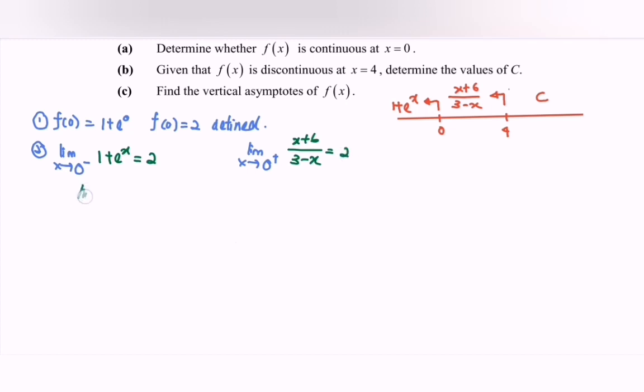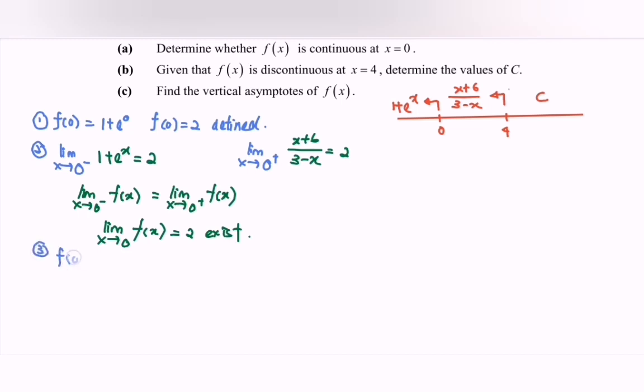2. So the limit when x approaches 0 from the left for f(x) is the same as the limit when x approaches 0 from the right. Then we can say the limit when x approaches 0 for f(x), the value of y approaches 2, so the limit exists. Step number 3, f(0) and the limit when x approaches 0 for f(x) have the same value. Then we can say f(x) is continuous at x equals 0.